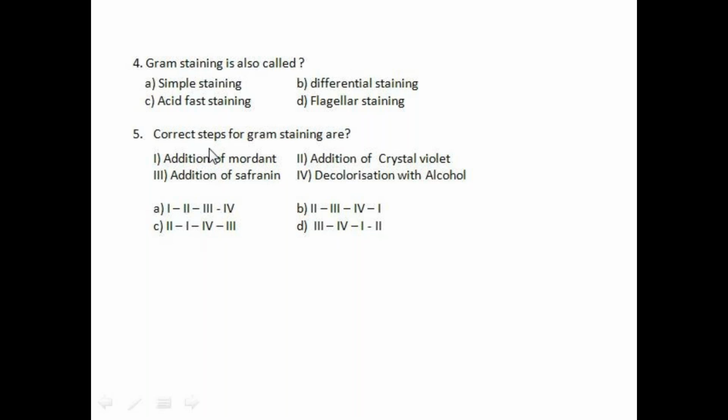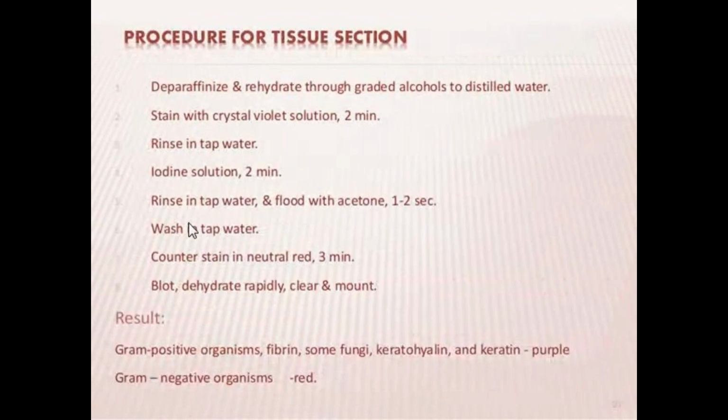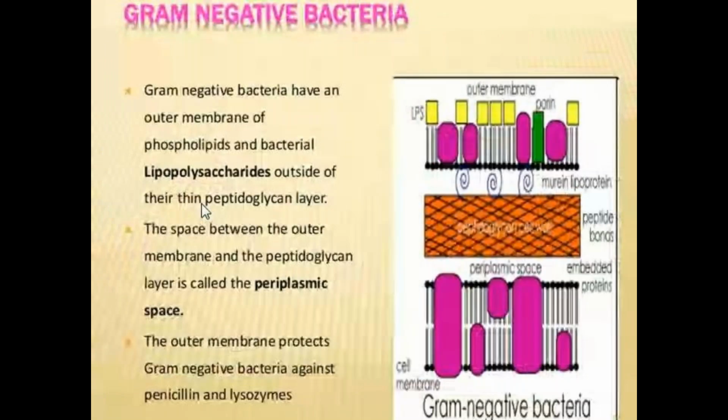Observe these steps. First we add the primary stain, that is crystal violet. Second is the addition of mordant, that is iodine, which forms the crystal violet iodine complex. Then decolorization with alcohol, and next the counterstain. So option C is correct, and these are some of the questions that come across in these staining techniques. Any doubts regarding this? You can ask me.